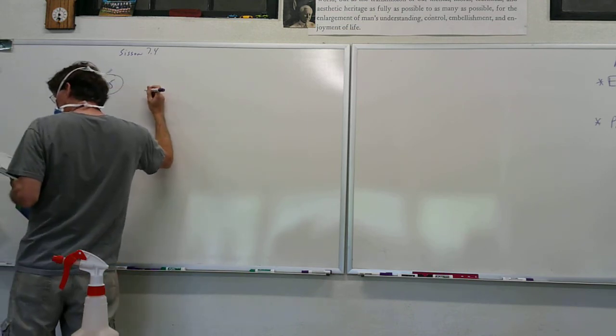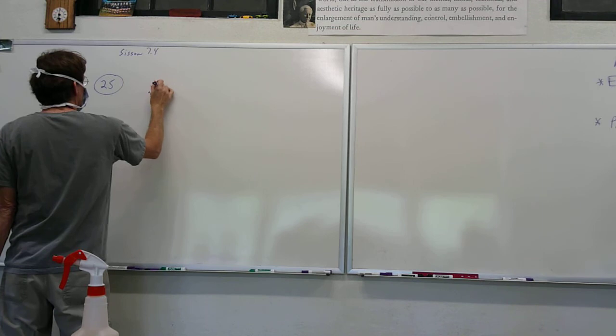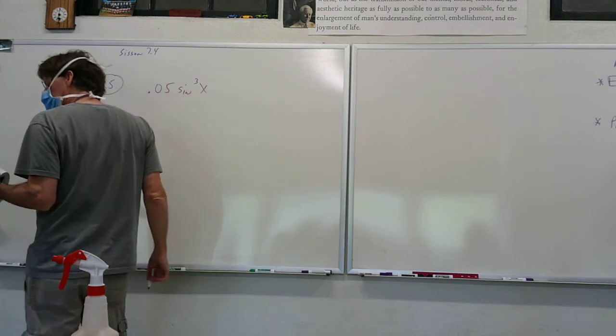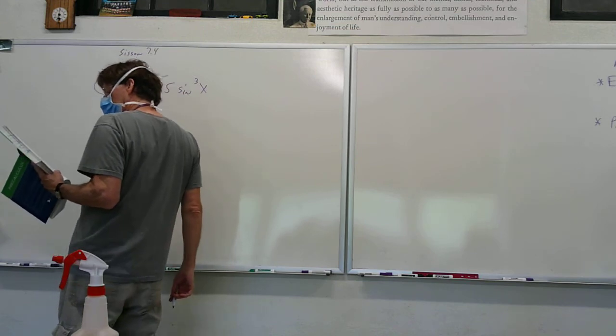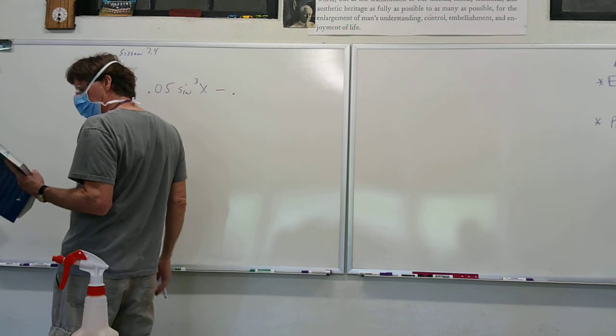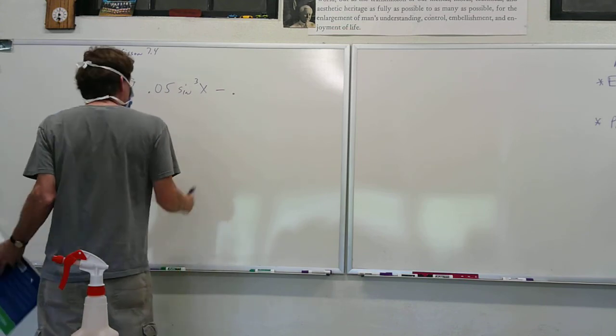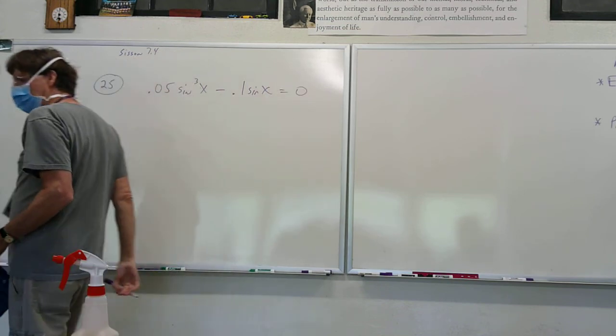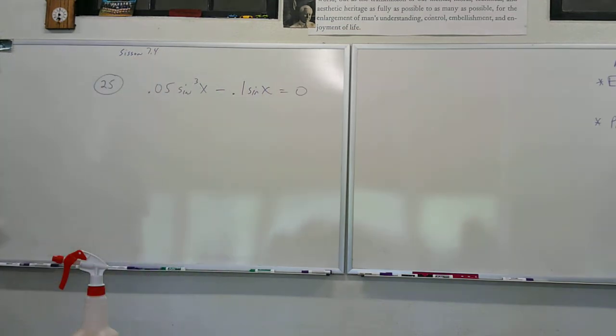0.05 sine cubed x minus, no, yeah, I'm going to go ahead and bring it over and make it equal 0. Minus 0.1 sine x equals 0. I know it needs to equal 0 because I got squares or cubes. Anytime you got x squared or x cubed, you know you need to make it equal 0 and then do what? Factor. Right?